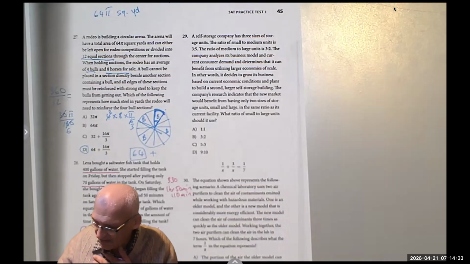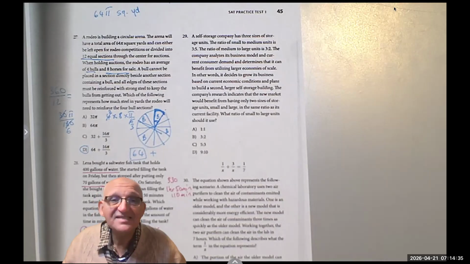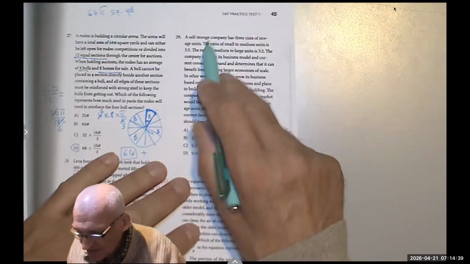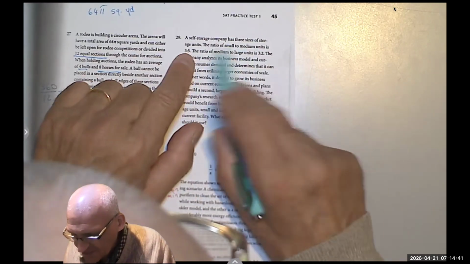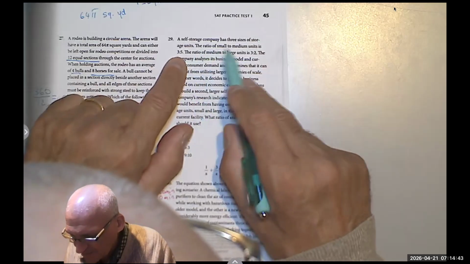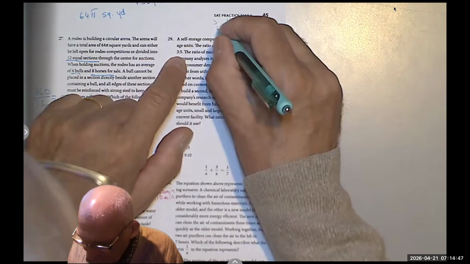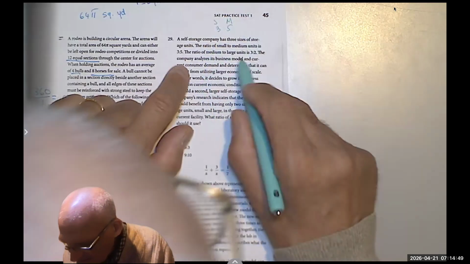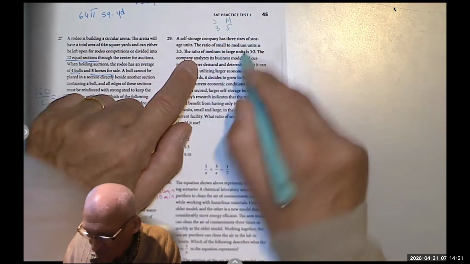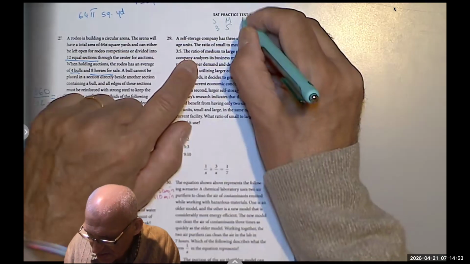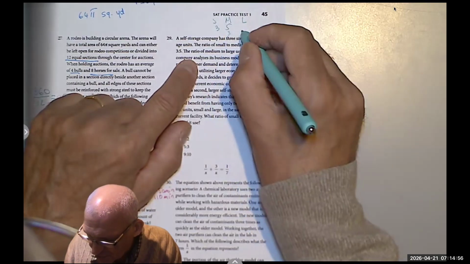Number 29. Still, ouch, it's taking long. A self-storage company has three sizes of storage units. The ratio of small to medium is 3:5, and the ratio of medium to large is 3:2.